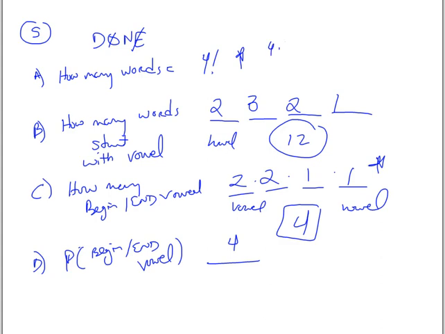So what's that? Let's just do that. 4, 3, 2, 1. 12 times 2 is 24. 4 out of 24. Now remember, you don't have to reduce probability. And that's it.